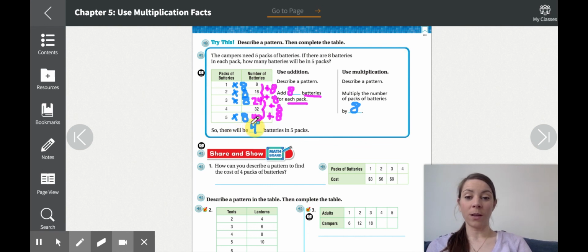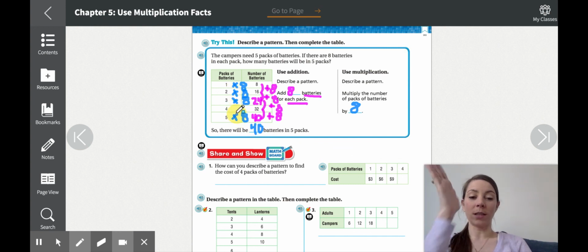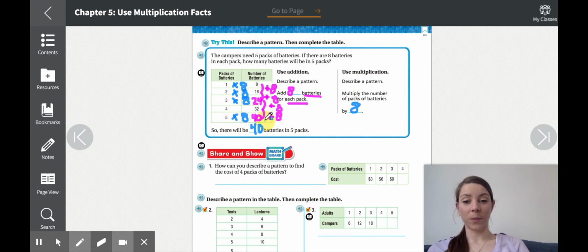So there will be how many batteries in 5 packs? 40. Now, I think that for most of you, the easiest part that you probably already figured out in your own way was that it was 40. The new part is figuring out two different patterns in this table. One pattern going across every time and one pattern going down. Okay, so we'll stop the video now and then we'll do a share and show.